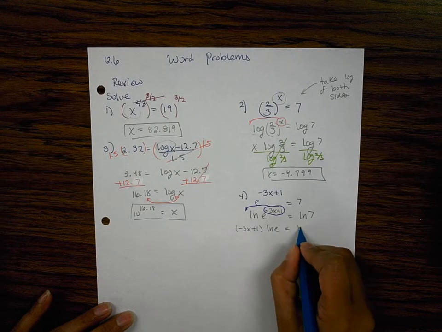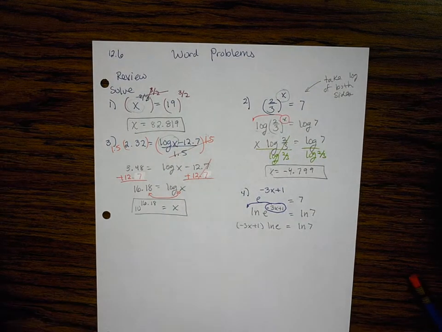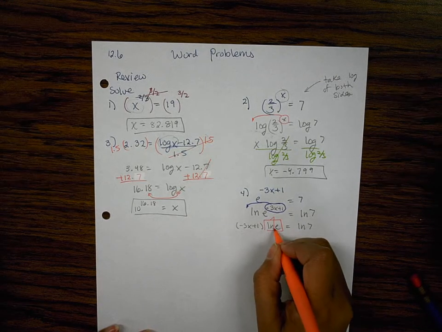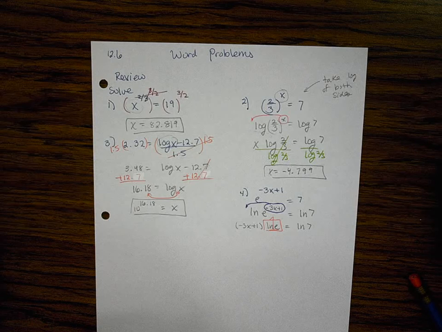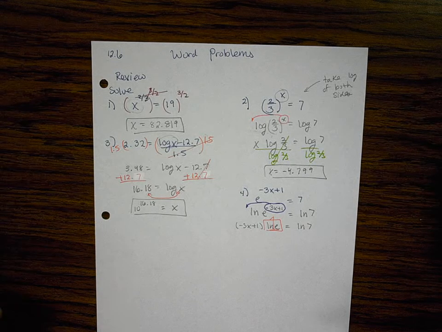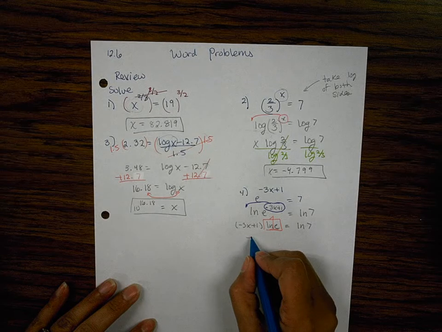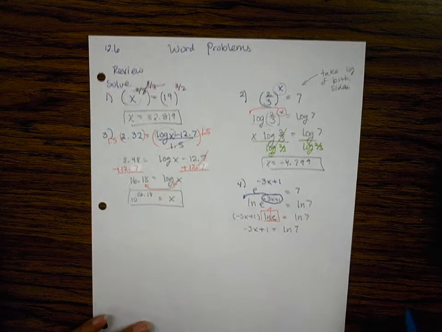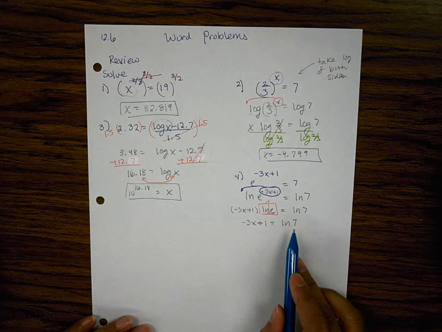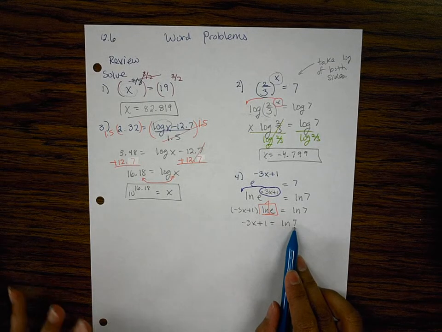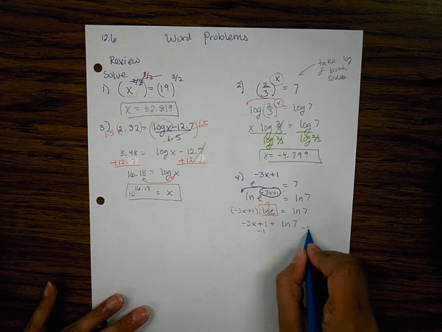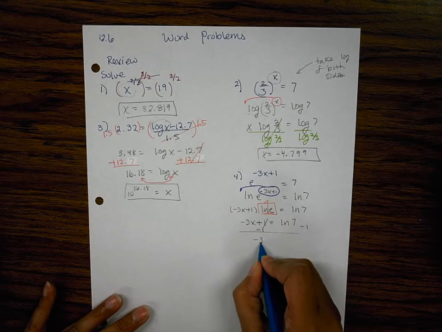I'm going to put in parentheses, negative 3x plus 1 times ln of e equals ln of 7. And remembering, we've talked about before, ln of e is simply 1 because the base is e. Ln base or log base e of e is 1. Okay, negative 3x plus 1 equals ln of 7. And ln of 7 is just a decimal in my calculator.